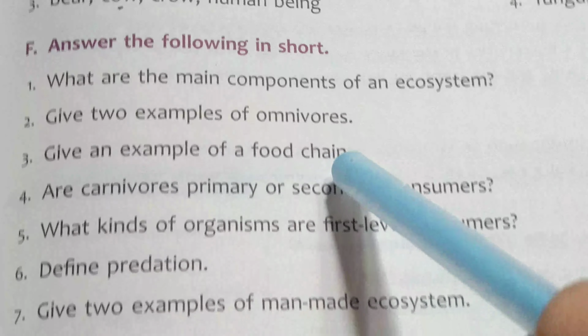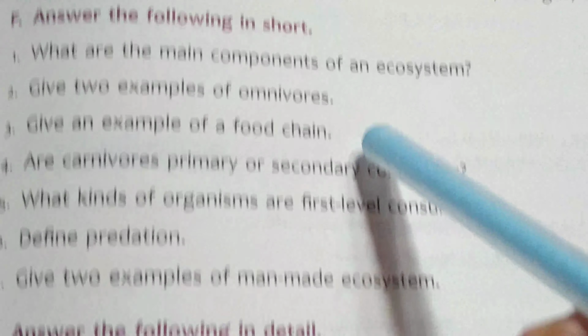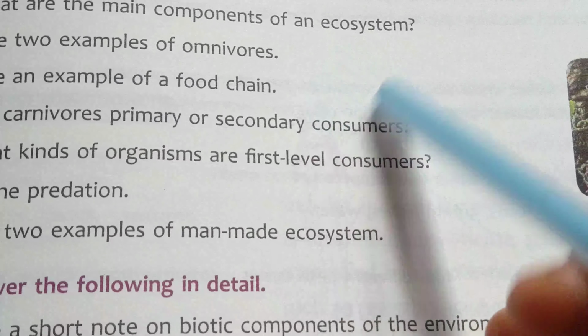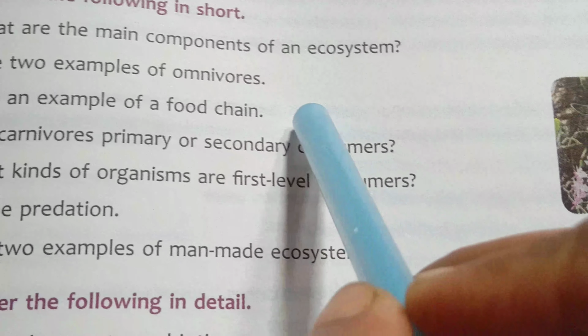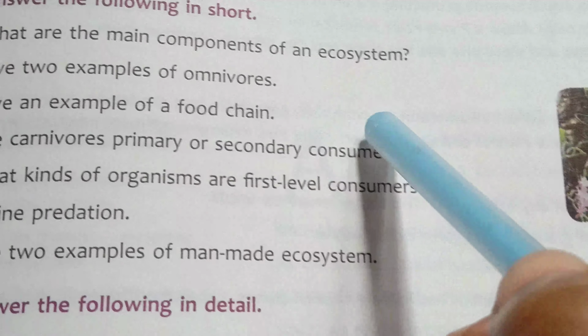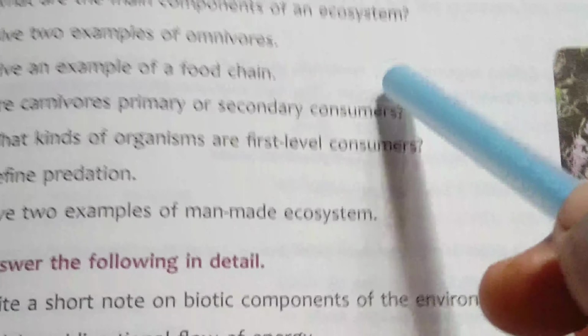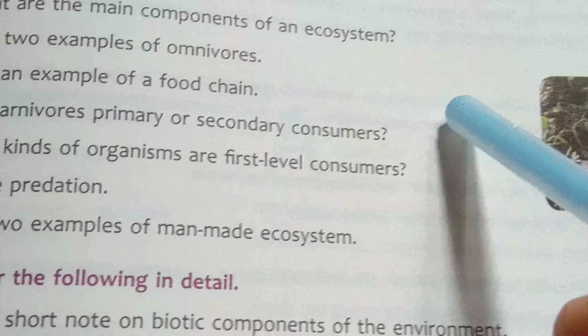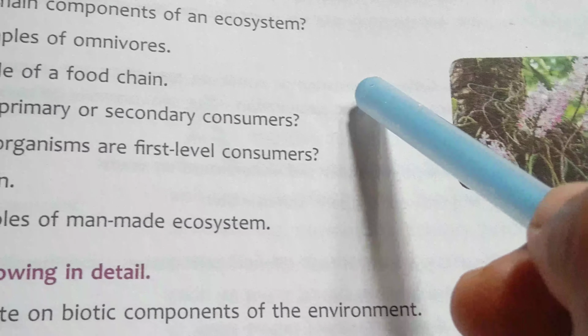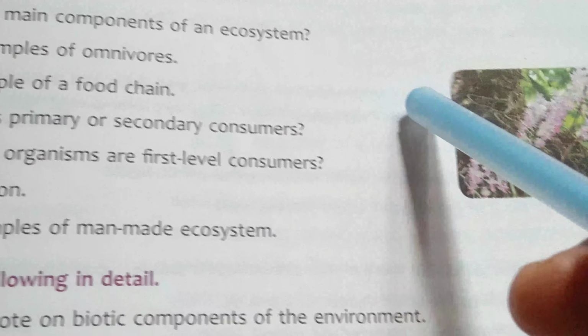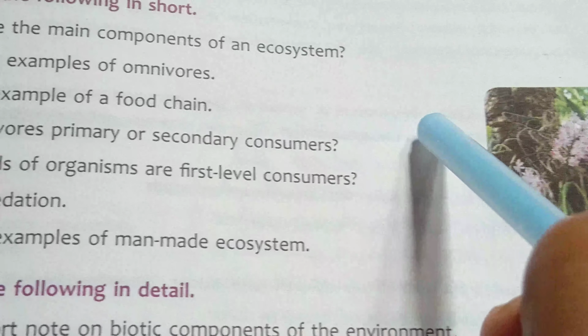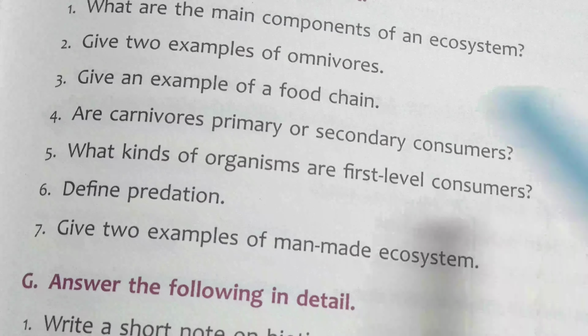Give an example of food chain. Like grass. Grass is the producer, whereas grass is first eaten by rabbit. Again, rabbit is eaten by snake. And the last and superior, snake is eaten by eagle. So, it is an example of food chain.